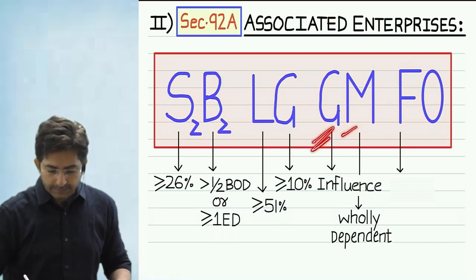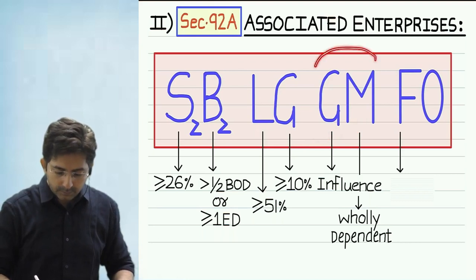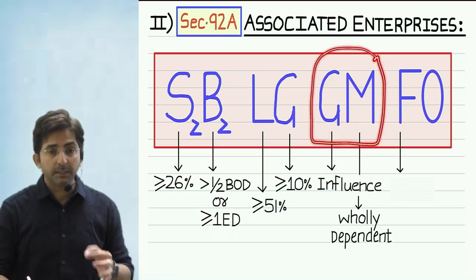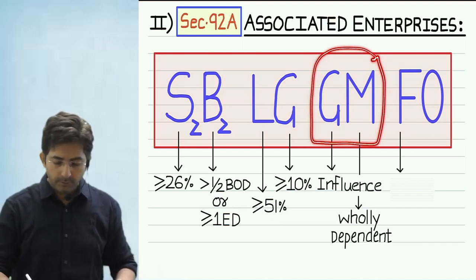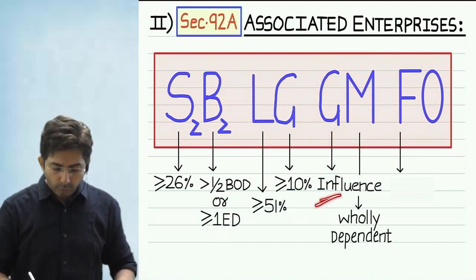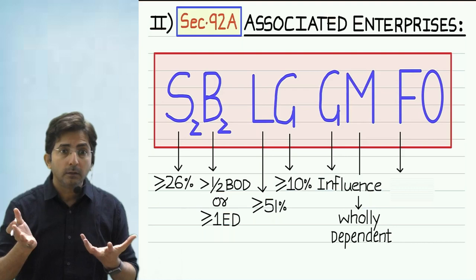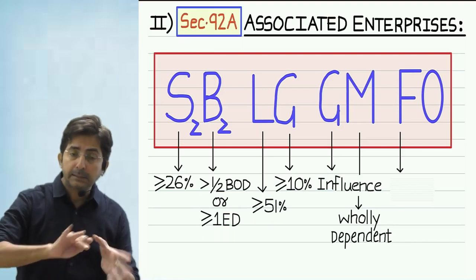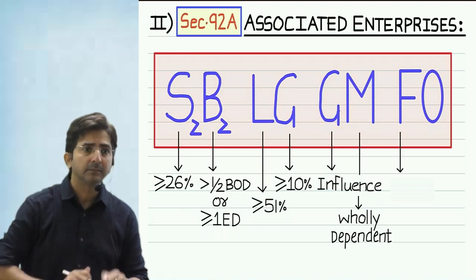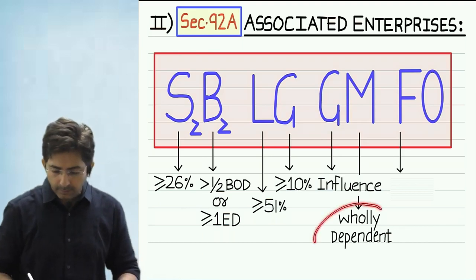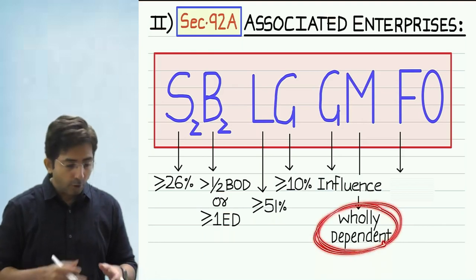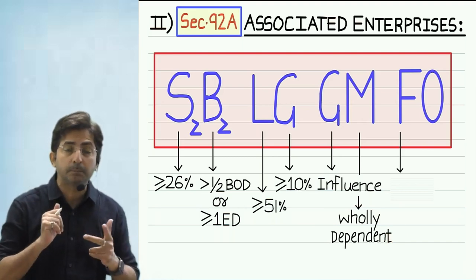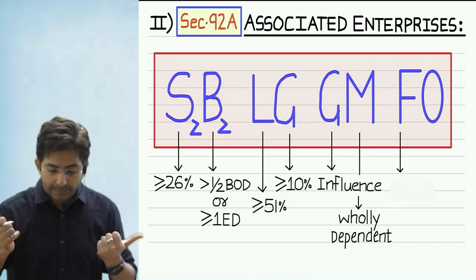So this was G and M. Did you notice in this G and M there was no percentage to be remembered, but there is a word to be remembered. Here what was the word? You are influenced by someone. Means you manufacture, and when you sell, price etc. is influenced by Nike. And here your manufacturing is totally dependent on some other company's rights, technology, patent. So that is also association.